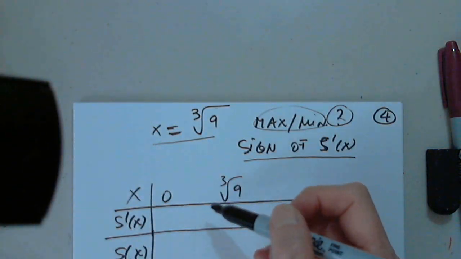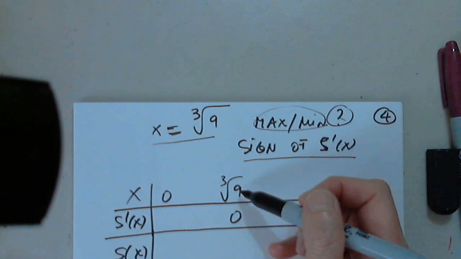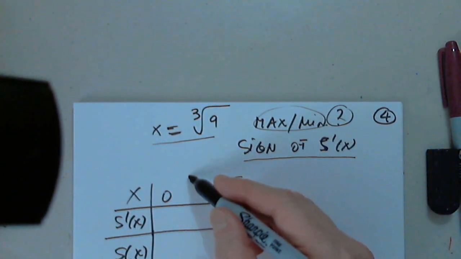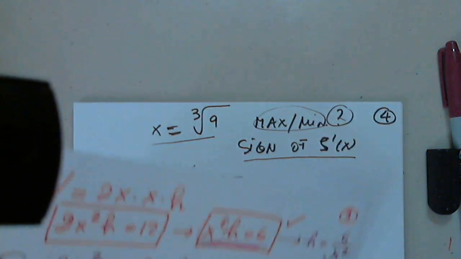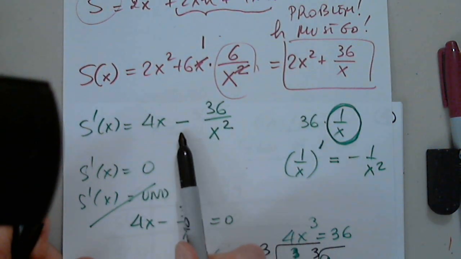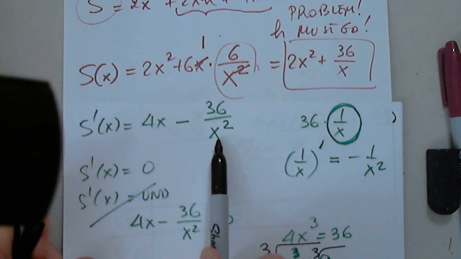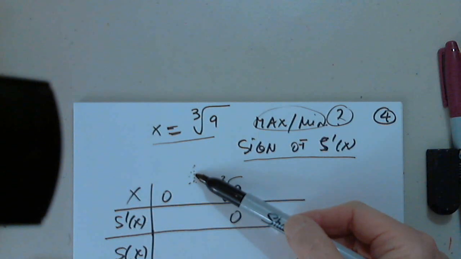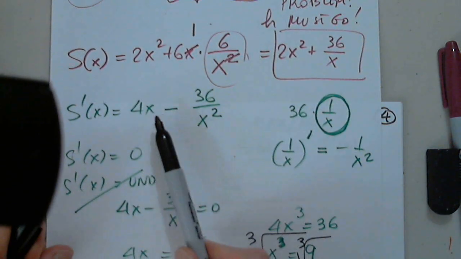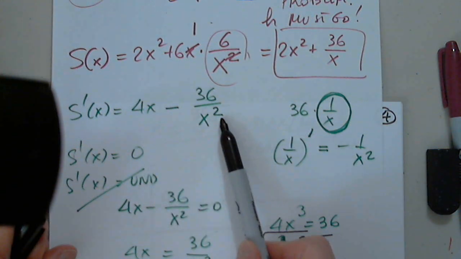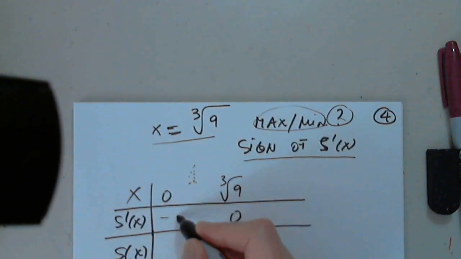Let's plug in. The cube root of 9 is 1 something. So I'm going to plug in 1 to check the sign. 4 minus 36. When we plug in 1, just to study the sign right here, 4 minus 36, is it positive or negative? It's negative. Very good, awesome.